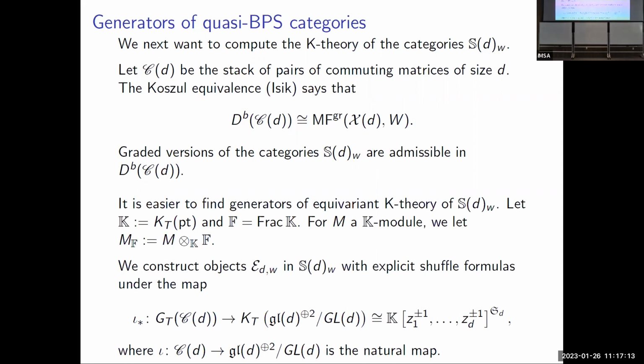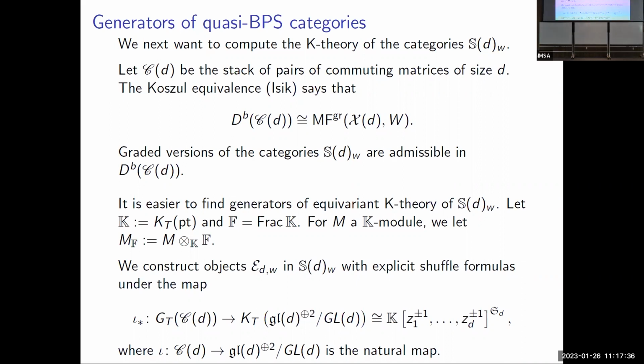The point is that there are some tools in K theory to analyze this category now. So, for this question in K theory, ideally, we would like to understand the K theory of these quasi-BPS categories, but this seems to be too hard of a question right now. Then there are two ways to make it a simpler question.